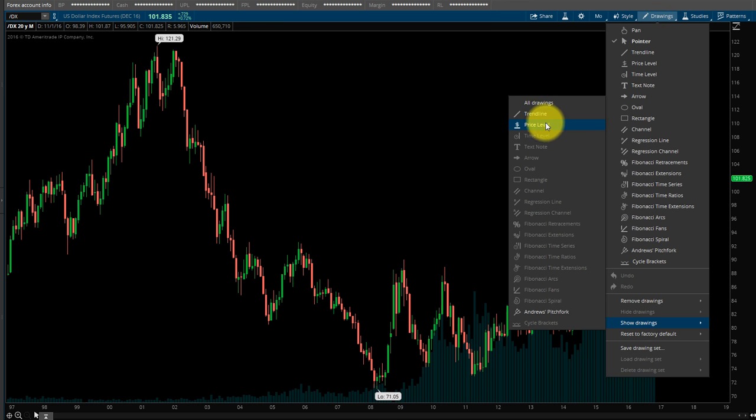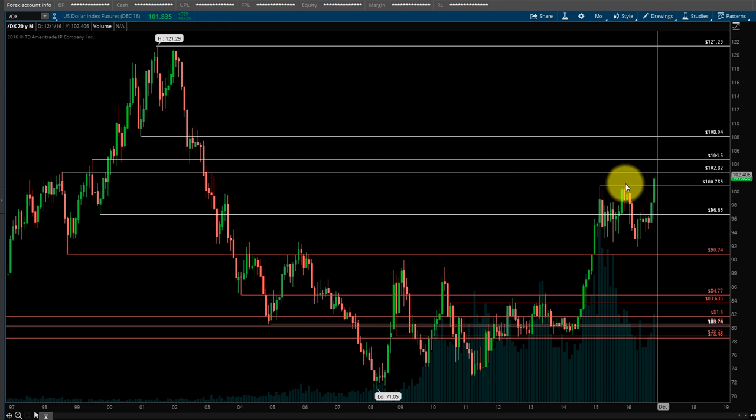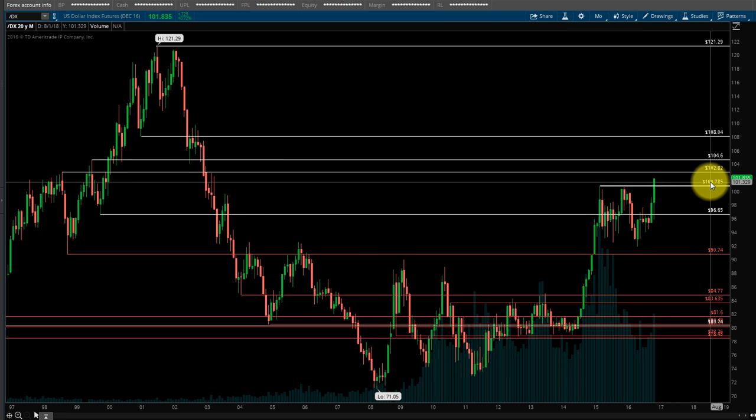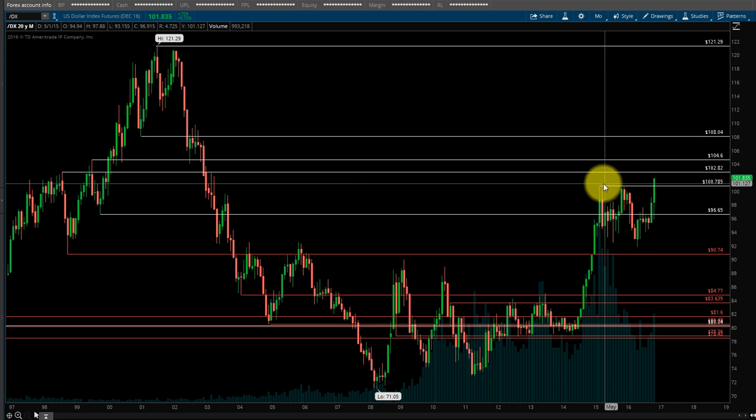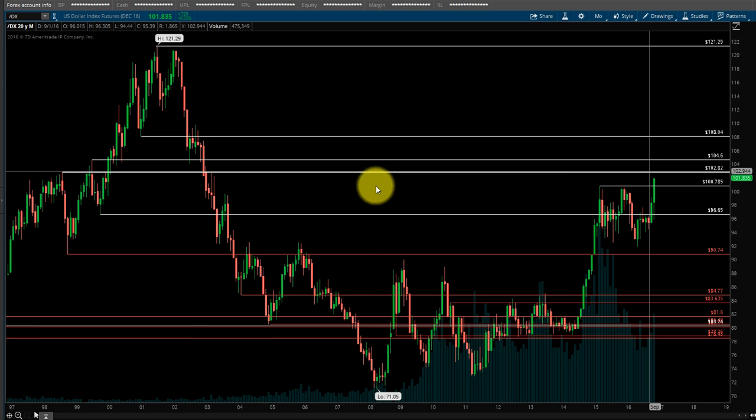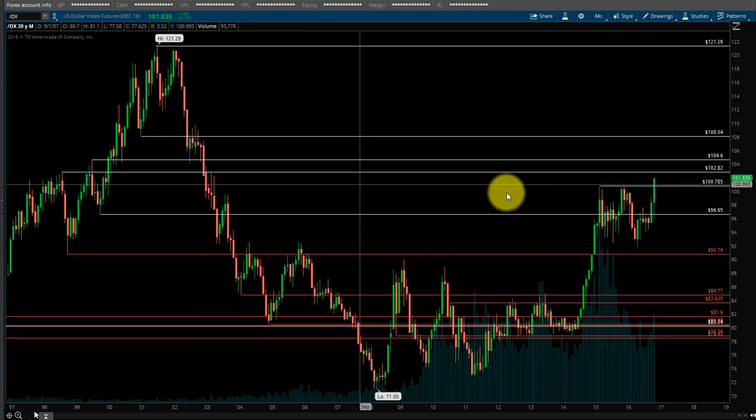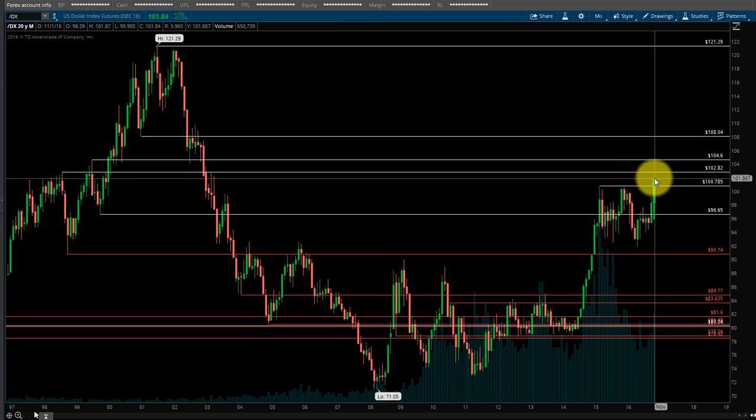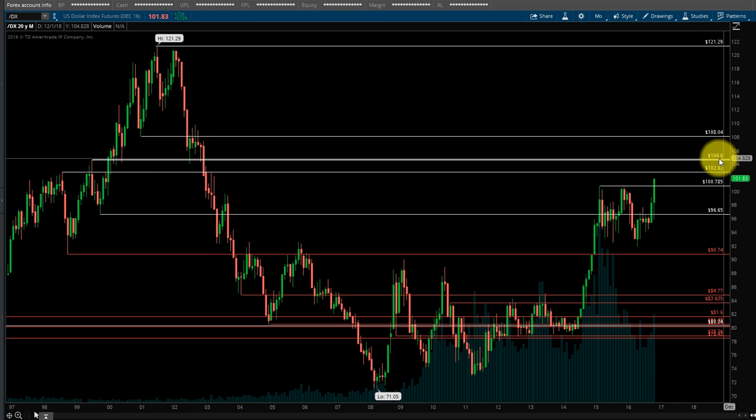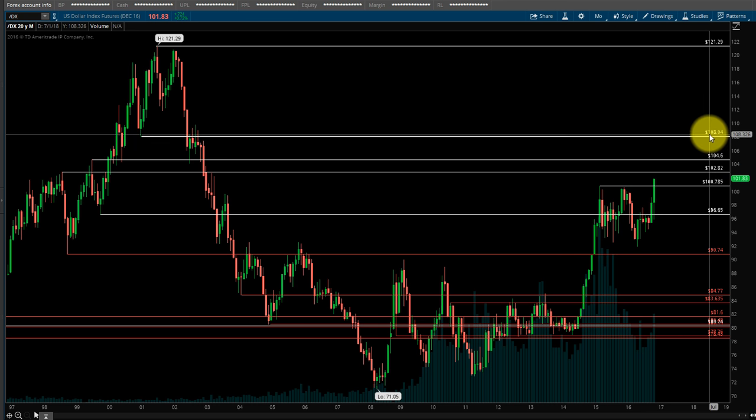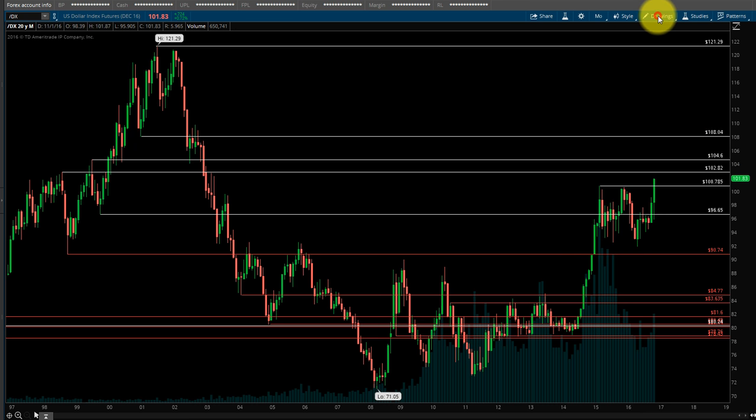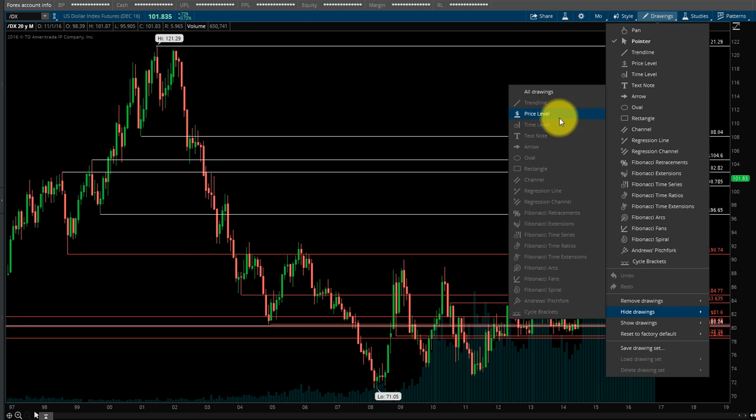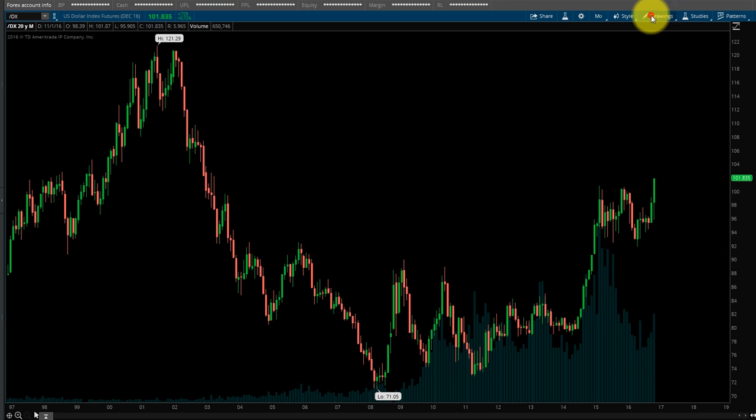Let's start with price levels. Right now, the dollar broke that 100.78 level and had a breakout. The next important resistance you want to keep an eye on is the 102.82, which looks like it's heading up there. Then the next one above that will be the 104.60. The next one above that one will be the 108.04. So if we hide that, those are the levels you just want to watch out for.